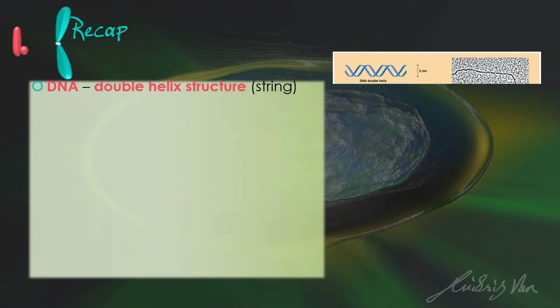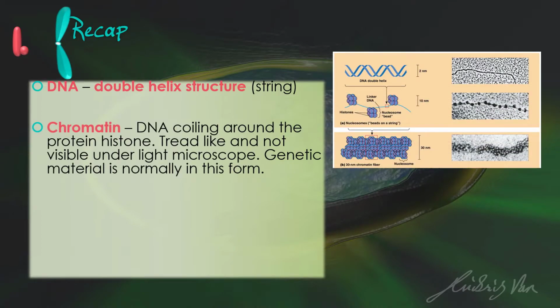So we start off with our DNA, and as learned from the video, the DNA coils around the protein called histone, and they become chromatin. This chromatin is not visible under our normal light microscope. The chromatin that you see in the diagram is from an electron microscope. So our DNA is normally in the form of chromatin, and it will spend most of the time in this chromatin form.